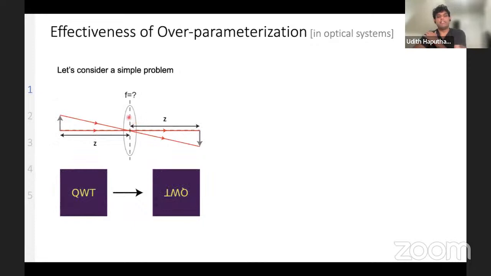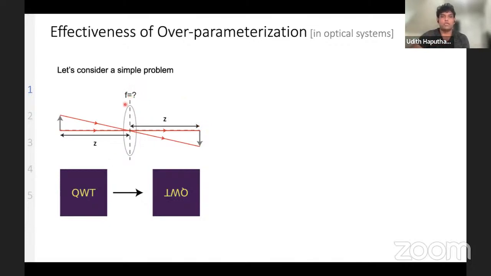The idea is we have a lens and we put something at some distance, and then we need to get a flipped version of that same object in the output plane, which is located at distance z from the lens. Our goal is to find the focal length of the lens such that this flipped version of the object will be reconstructed at the output. We all know there is a definite solution to this problem. It should be z/2.